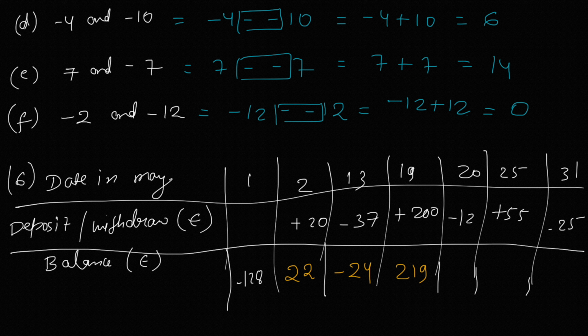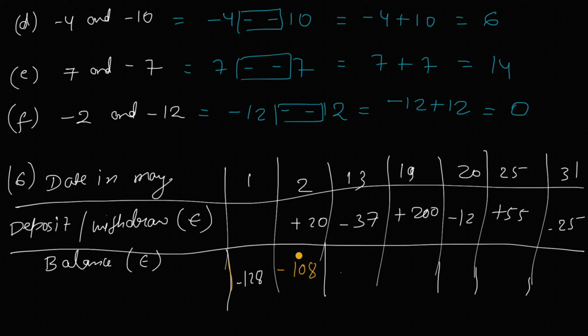Oh, wait. It's a date, it's not a number. So we have to work on the balance. So on 1st May, the balance was negative 128, and they have added 20 euro on 2nd May. So we have to calculate the final balance. So negative 128 plus 20 is negative 108.